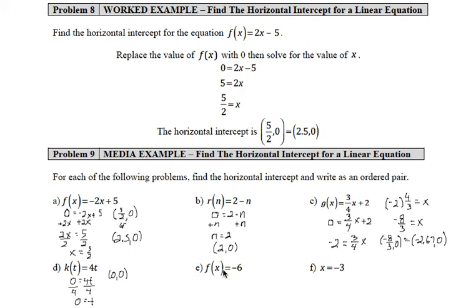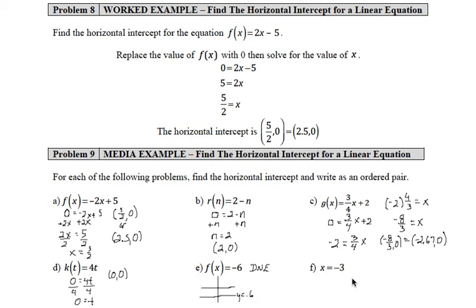Part E, f of x equals negative 6. That is a horizontal line. If I draw my Cartesian axes here, that would be a horizontal line going through y equals negative 6. Does not cross the horizontal axis at all. So we are going to say DNE, does not exist, for the horizontal intercept.